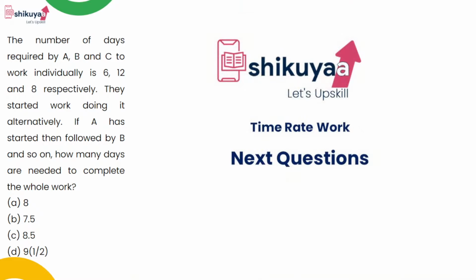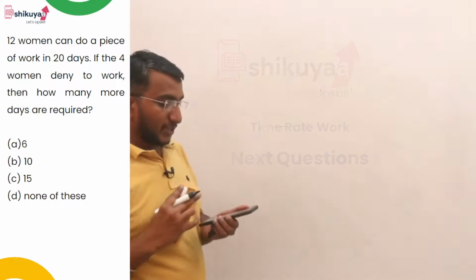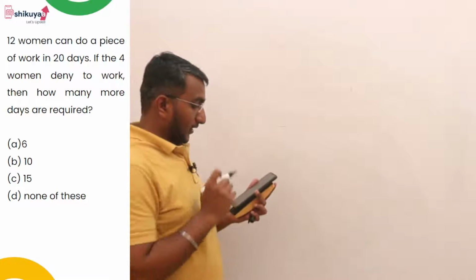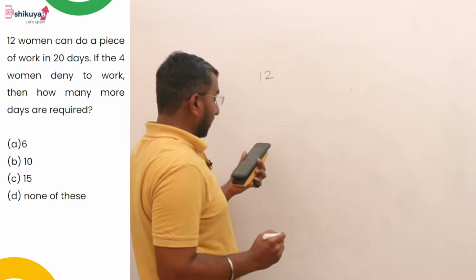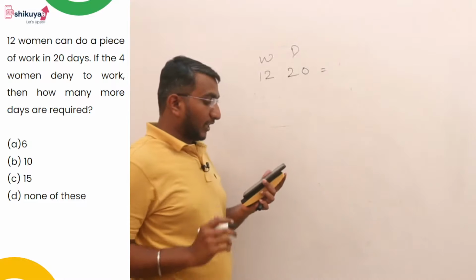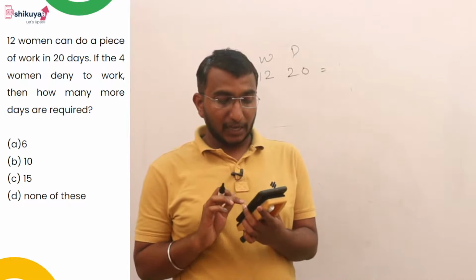Okay, let's go to the next example. The next example is about multiple people involved in the work. So here in the problem, what they have given is that 12 women can do a piece of work in 20 days. So 12 women, 20 days. And what they have asked is, if 4 women refuse to work, then how many more days are required?